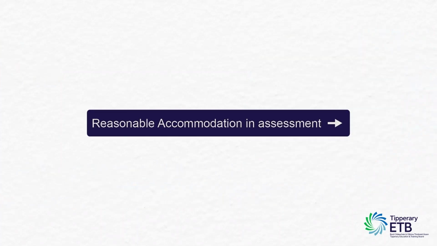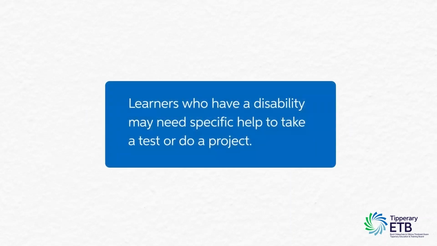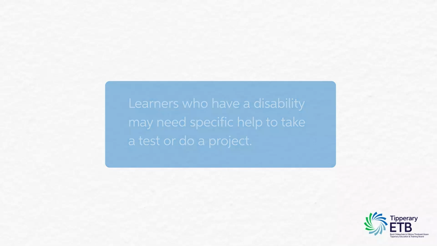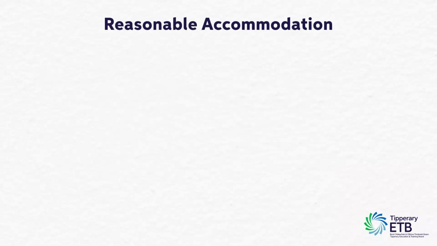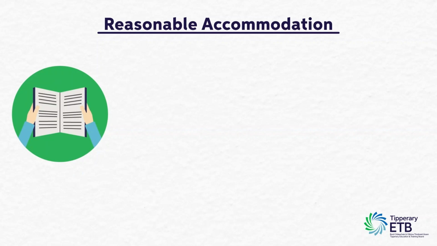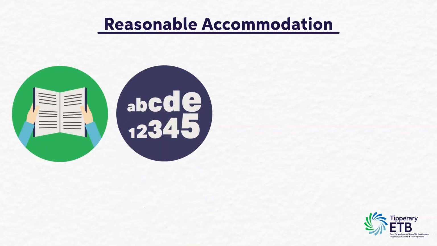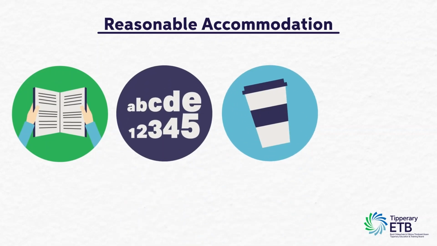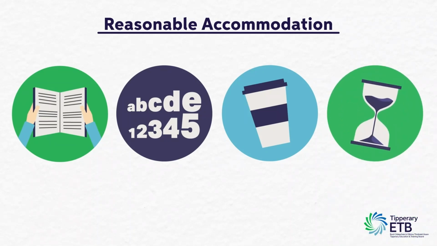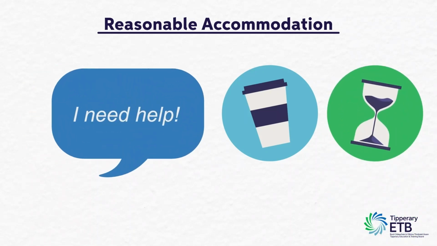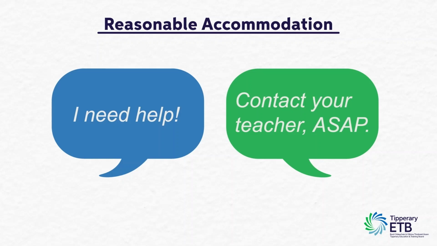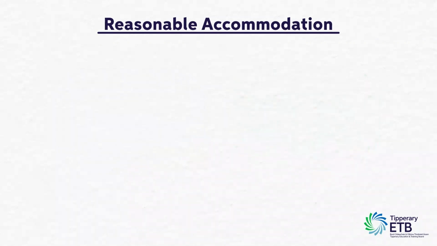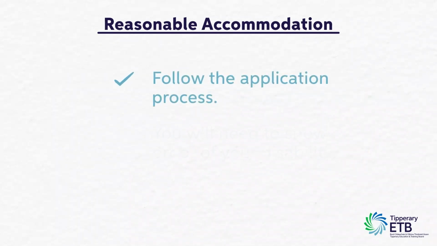Reasonable accommodation in assessment. Sometimes learners who have a disability may need specific help to take a test or do a project. This is called reasonable accommodation. Examples of this may include getting someone to read the test to them, having bigger print, taking breaks, or having more time to finish the test. If you think you need this kind of help, you should tell your teacher as soon as possible. There is an application process to follow, and you will need to show proof of your disability.